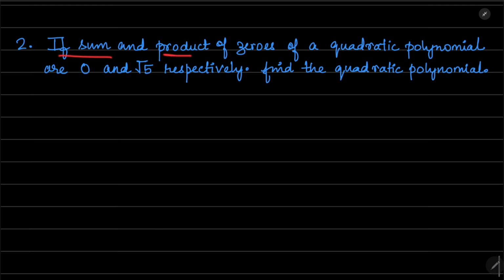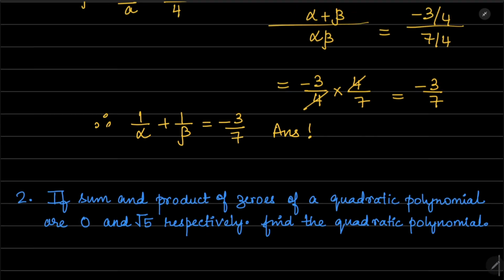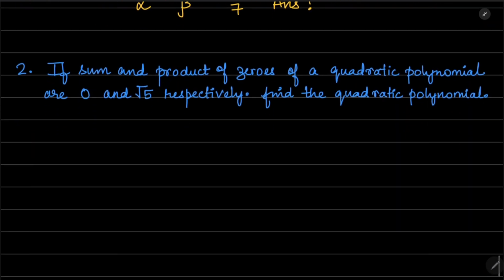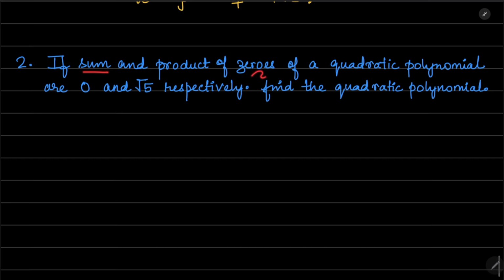If the sum and the product of the zeros of a quadratic polynomial are 0 and root 5 respectively, find the quadratic polynomial. So in the earlier case, we were given a quadratic polynomial and we were calculating the sum and product of the zeros. But now it is the other way around. You are given the sum of the zeros and the product of the zeros. Sum of the zeros is 0, product of the zeros is root 5. You have to find the quadratic polynomial.